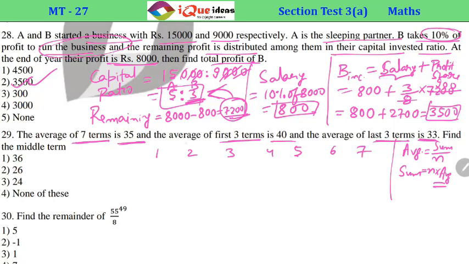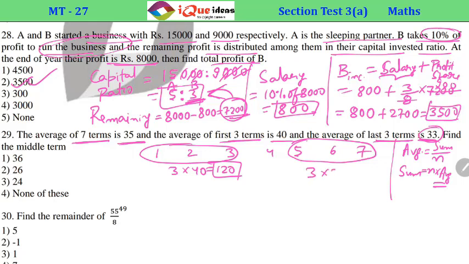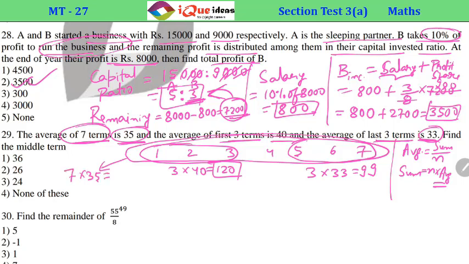Now the question is saying the average of the first 3 is 40. So their sum will be 3 into 40, that is equal to 120. Similarly, the average of the last 3 is 33. That means the sum of these 3 will be 3 into 33, that is 99. But the question is saying the average of 7 terms is 35. All right. So the sum of all these 7 terms should be equal to 7 into 35. Multiplying 7 into 35, 7 threes are 21 and 35, so it comes out to 245. Okay.